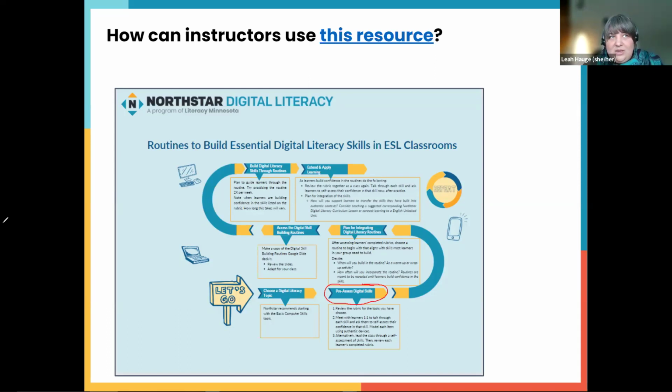So when are you going to do it? How does it connect to the authentic context of the ESL curriculum that you're teaching? How would it help learners to build language skills too? And how can you connect those pieces? And then access the routine, and you want to build practice through repetition, I think is what that one says.